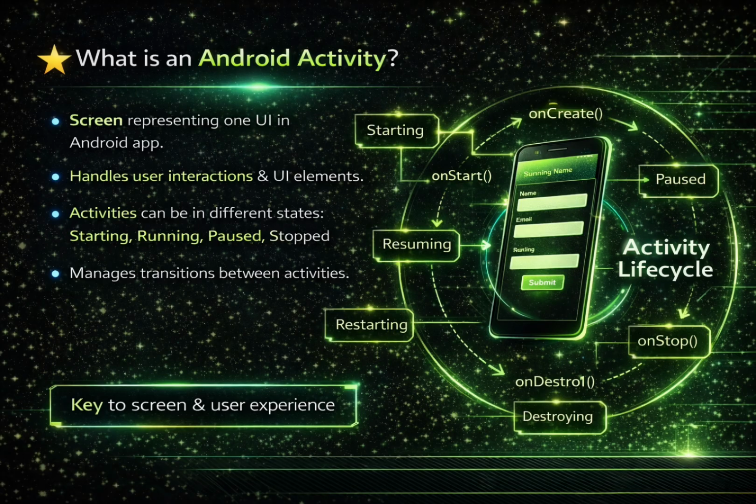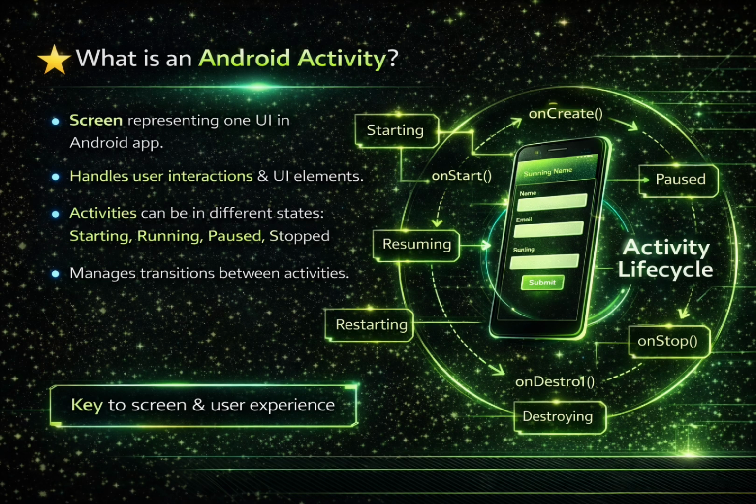Every activity goes through different states in its life cycle, such as starting, running, paused, stopped, restarting, and destroyed. These states are managed by Android automatically, based on how the user interacts with the app. For example, when you open the app, the activity enters the created and started states. When another screen appears on top, the activity goes into the paused or stopped state. And if the user leaves the app completely, the activity might be destroyed.